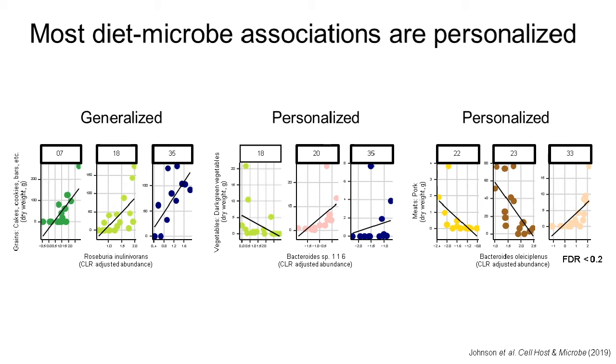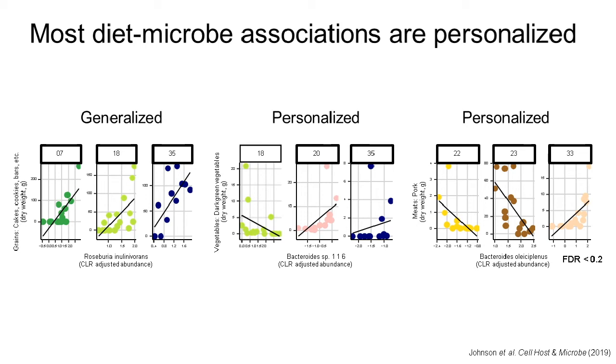On the other hand, the majority of the associations we found were not personalized. And these are just a few examples. The more dark green vegetables subject 18 ate, the less Bacteroides species 116 they had. But a couple of other subjects, on days where they had recently eaten a lot of dark green vegetables, had more of that bug. Similarly, recently consuming a lot of pork made this Bacteroides oleciplenus go down in some and go up in others.